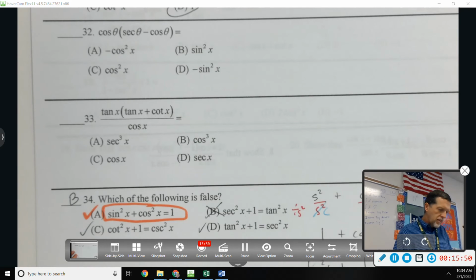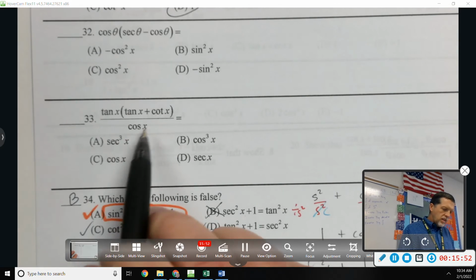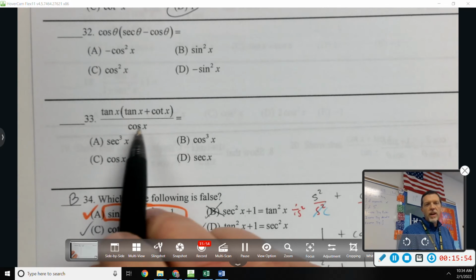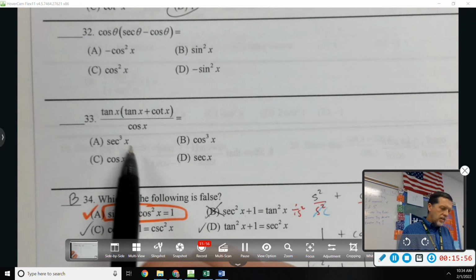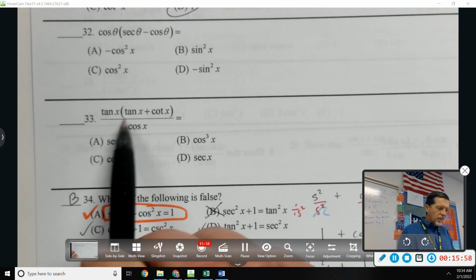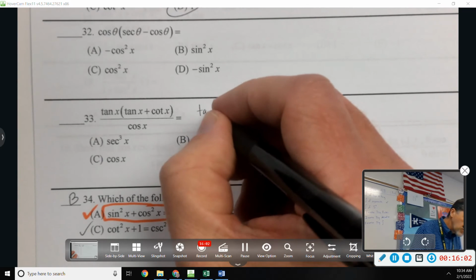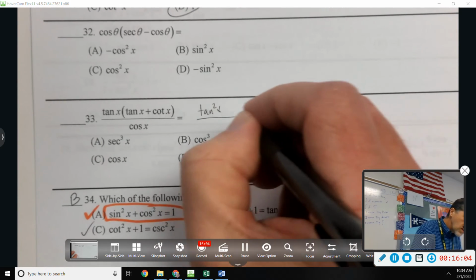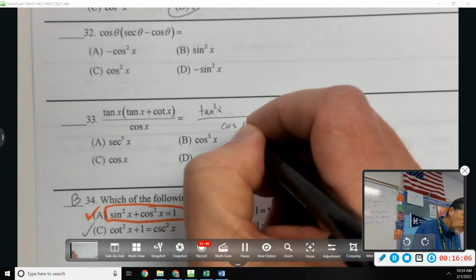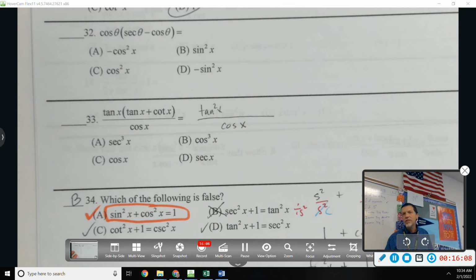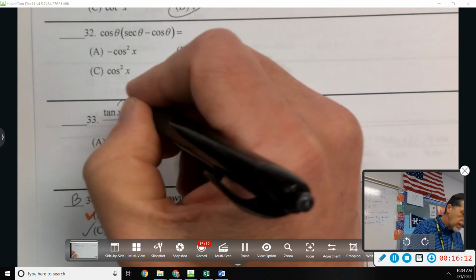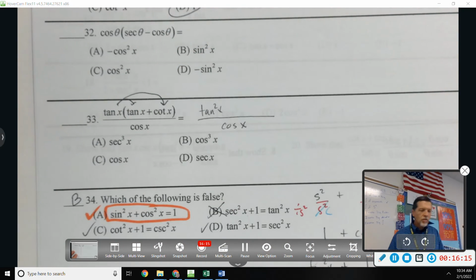Let's see. Nothing squared yet, so no Pythagorean identities. Tangent is sine over cosine, but that doesn't do much for me. I think if I distribute, though, it's one of those things where if you can do the next step in your head, you will know if it's a good step or not. If I distribute the tangent, tangent times tangent is tangent squared. What's tangent times cotangent?